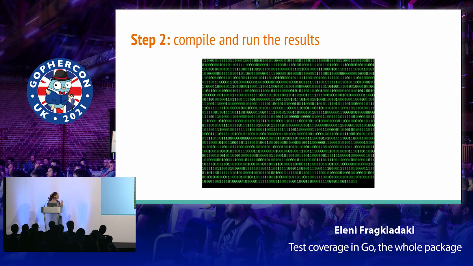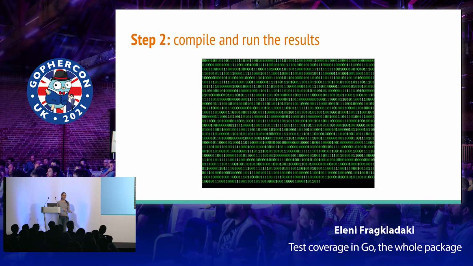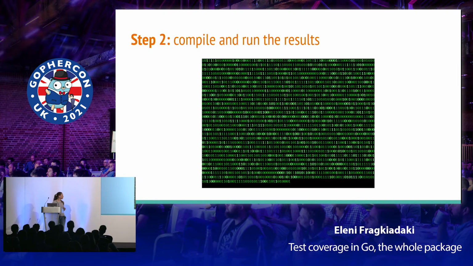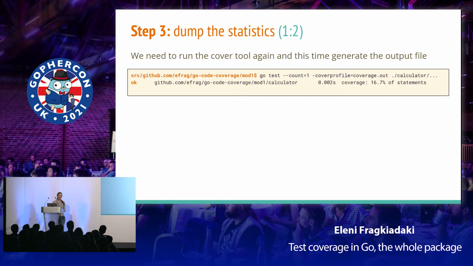Cool. Now Go is going to go off. It's going to compile and run the tests. This is a part that we need to trust Go that it's actually going to do. And then step 3 is us viewing the statistics that it dumps on the screen. So how do we do that?